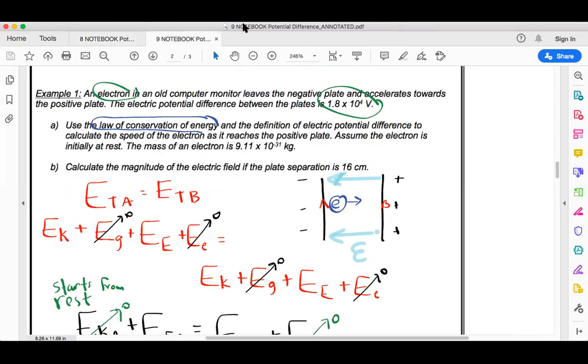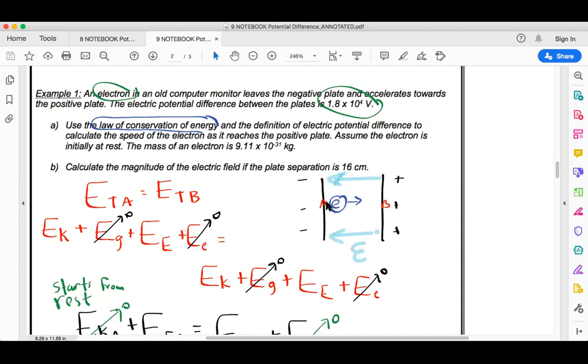So let's draw a diagram first. We've got an electron here, and it's between 2 plates. It starts out near the negative plate, and it's going to go towards the positive plate. It does that naturally because it's a negative charge and it wants to go to positive. So we know that there's going to be a loss in stored energy. And what's that stored energy going to turn into? It's going to turn into kinetic.